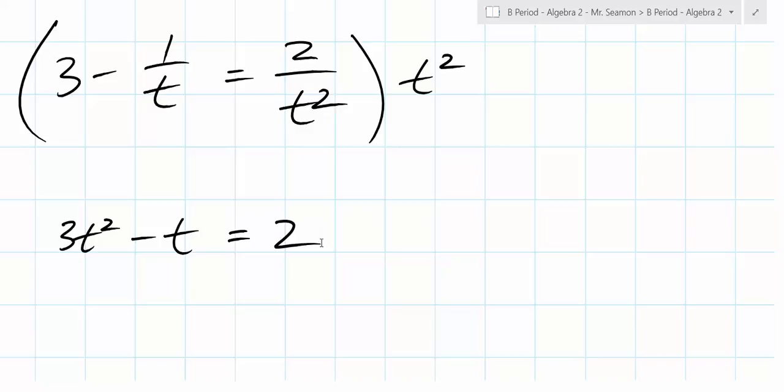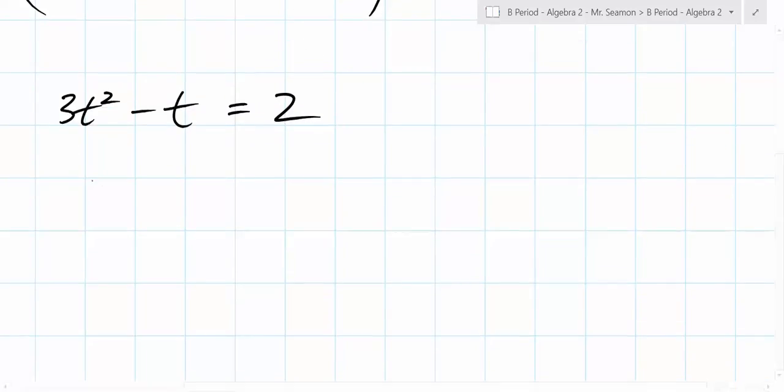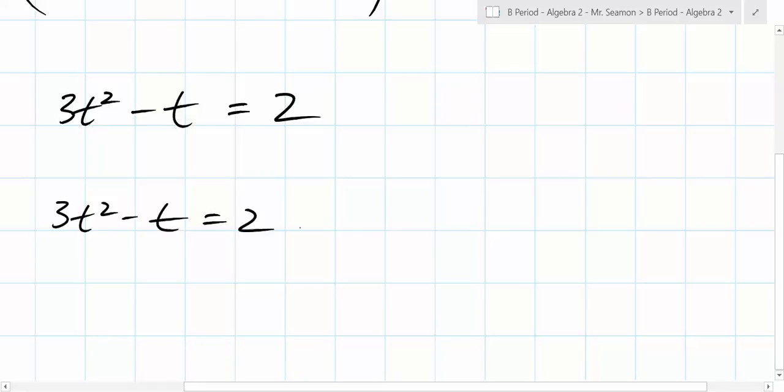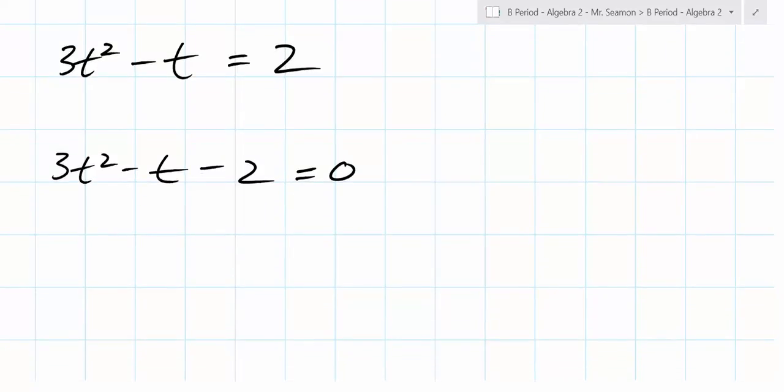So in this case, are we at a quadratic? Yes. Is it in standard form? What do we have to do to put it in standard form? Minus 2 equals 0. In this case, what did I say you should always at least think to try to do?